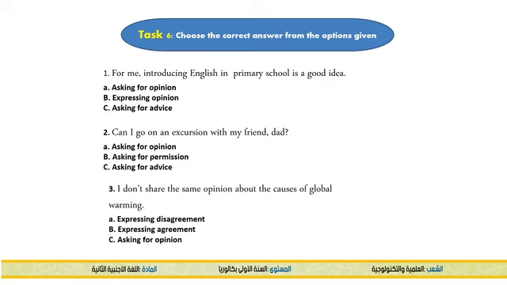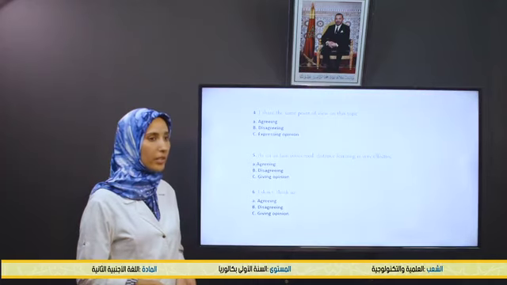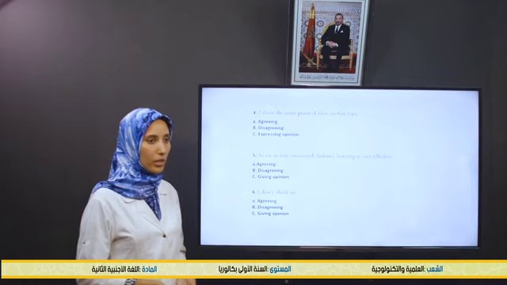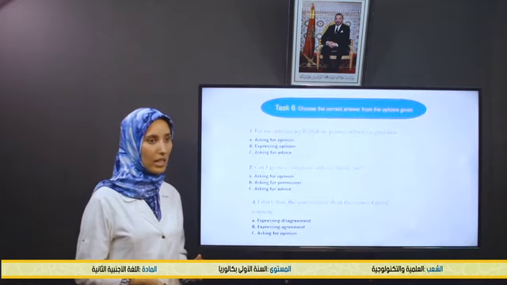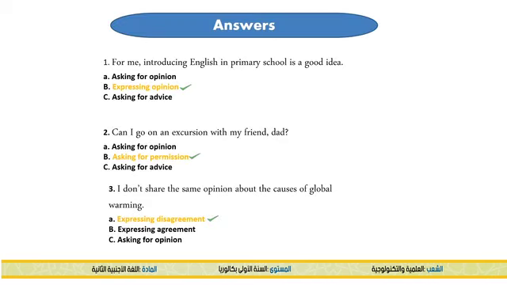Number 3, I don't share the same opinion about the causes of global warming. The same thing for this: I share the same point of view on this topic. As far as I'm concerned, distance learning is very effective. I don't think so. So you have to choose the correct answer. Okay, so for each situation or each expression, you have to choose the correct answer. Is it asking for opinion? Is it expressing opinion? Or is it asking for advice? So let's move to answers.